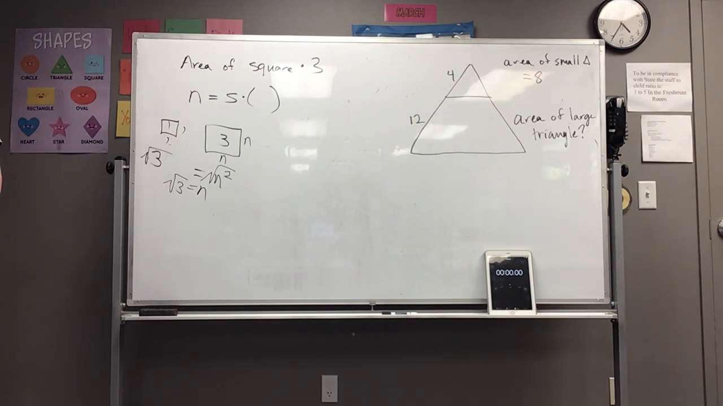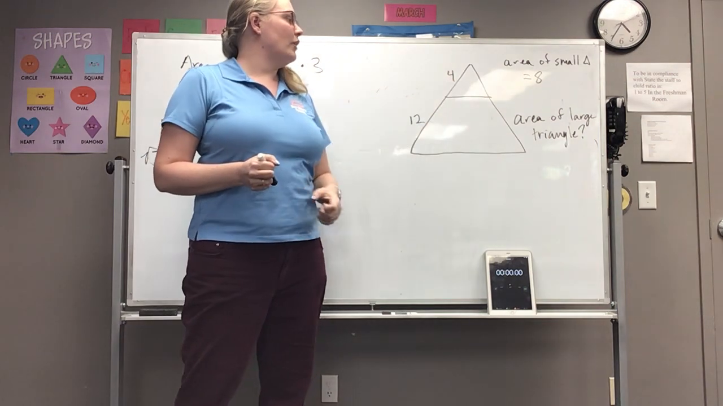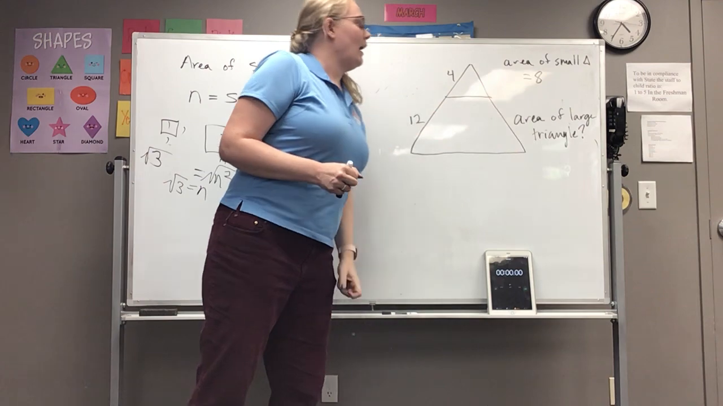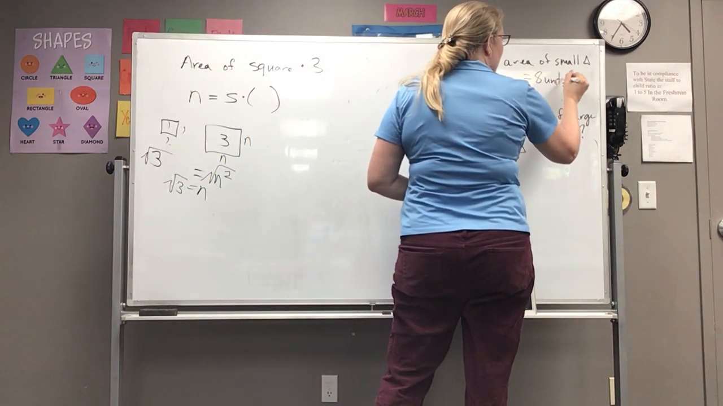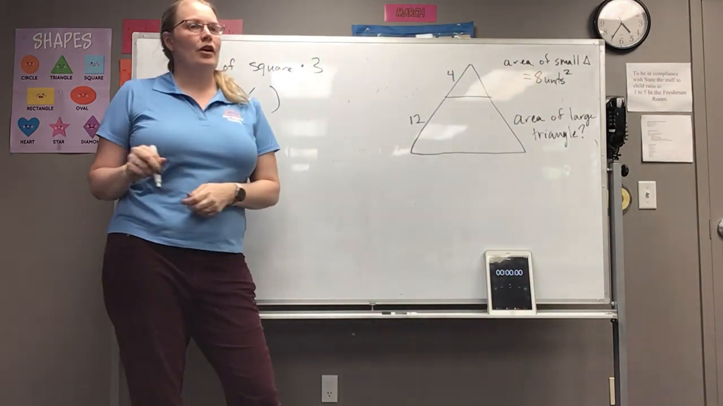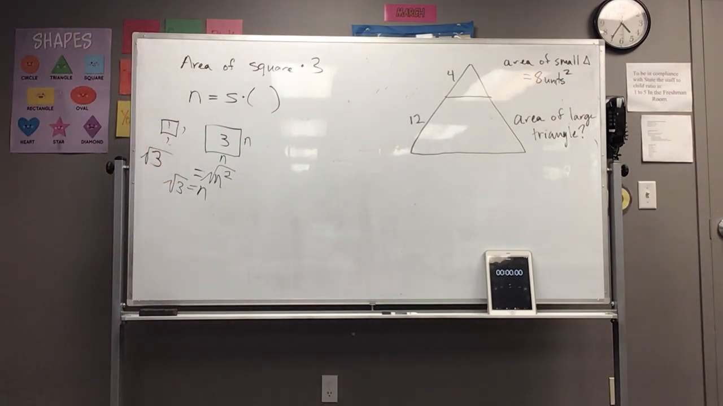Second one, slightly easier, but same concept, and then we're going to talk about the two of them together. So, the original, or the small triangle, has a side length of 4 and an area of 8 units squared. This adds on 12 more. What would the area of the large triangle be?